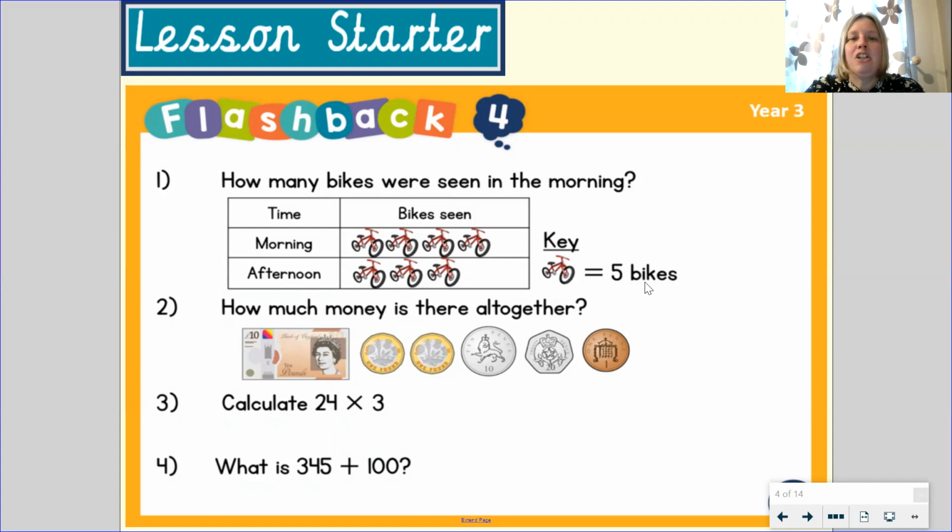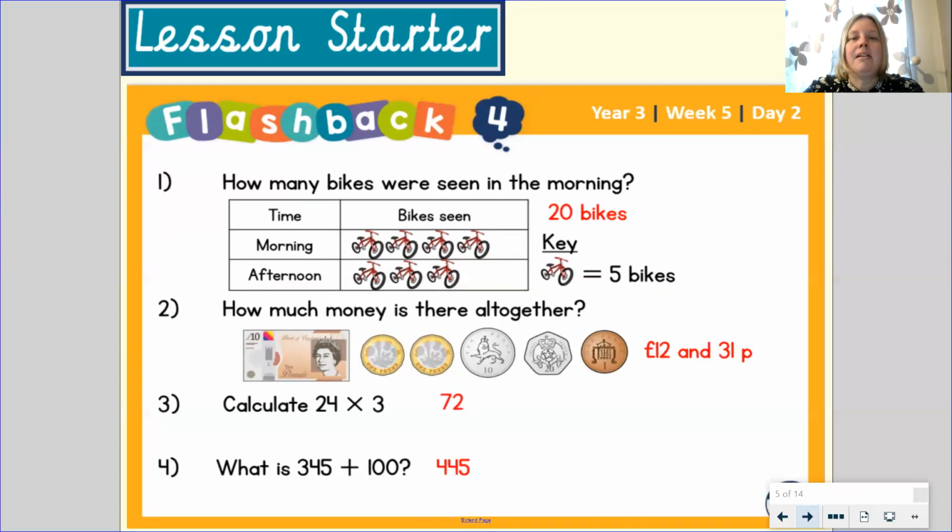So just like with our tally chart, you need to count in fives to find how many bikes were seen in the morning. Question 2, how much money is there all together? So you need to add the money together to find the total amount. Calculate 24 times 3. And your final question today, what is 345 add 100? Pause your video and have a go. Let's look at our answers.